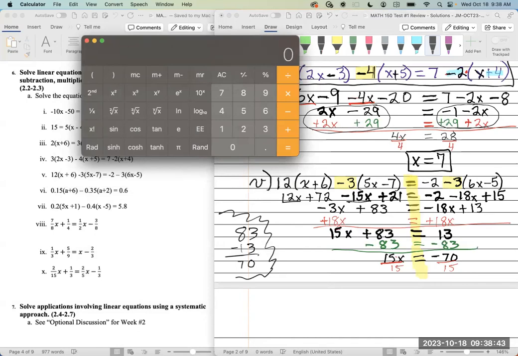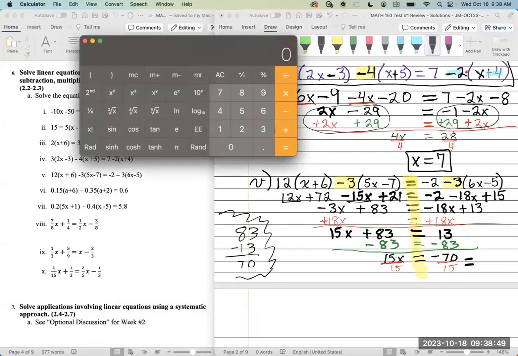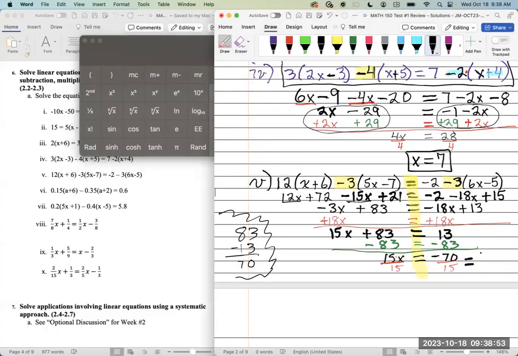If I'm asked for a decimal, then I need to reduce. 70 and 15 are both divisible by 5. 70 divided by 5 is 14. And 15 divided by 5 is 3. So my final answer, x is negative 14 thirds. Leave it as an improper fraction, which is better than a mixed number. But in Alex, read the directions.